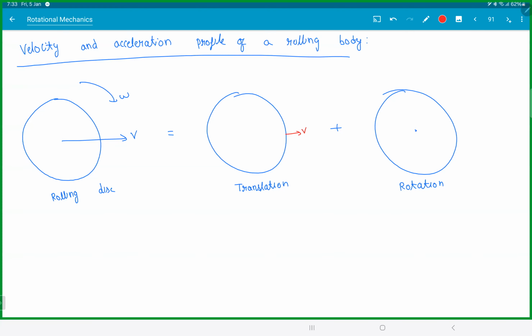So every point is going with V, V, V, V. The center is going with V. Even if you take a point somewhere here, this is also going with V. Same thing, if you take this point here, rotation, R omega, R omega, R omega, R omega. This point also will be going in a circle here, R omega.